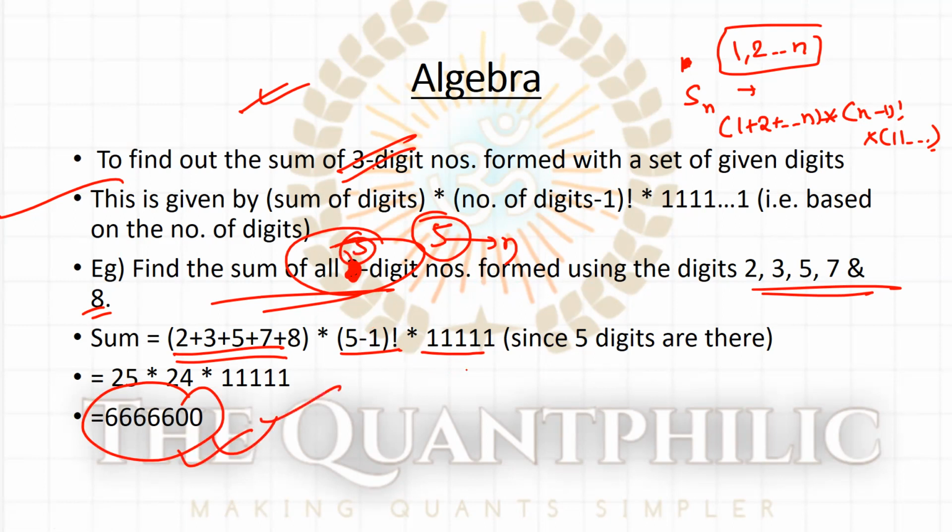So this is it. So simply again revising: the sum of all the digits given and the total number of numbers to be formed, like here a 5-digit number we have to form. So 5 minus 1, 4 factorial, and this will be 111 n type.